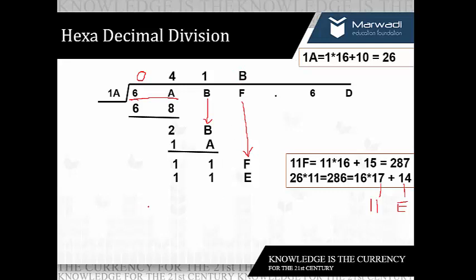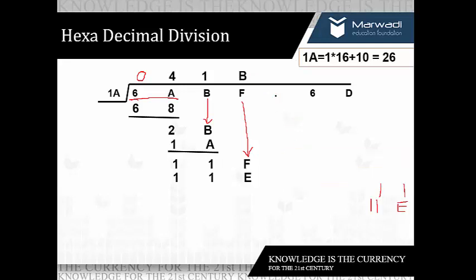So my answer would be equivalent to, here B comes because of this number 11. 26 multiplied by 11. I will be subtracting E from F. I will be getting 1. 1 minus 1 is 0, 1 minus 1 is 0. I will be propagating the decimal point, and 6 will be propagated over here.